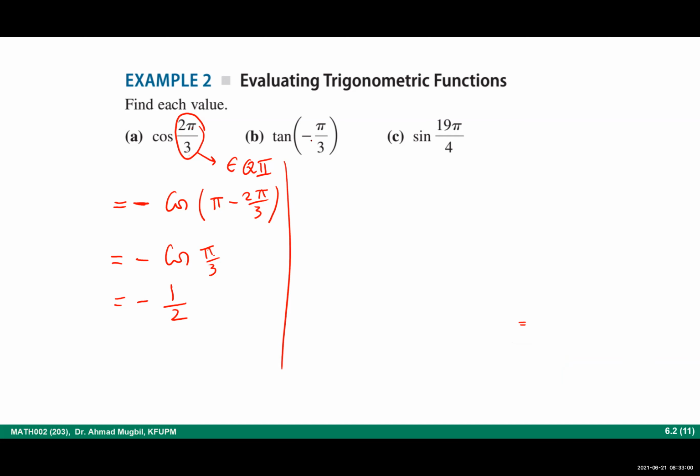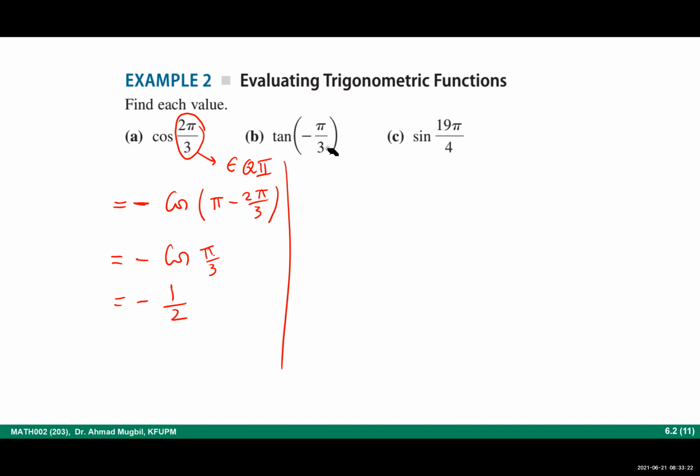Okay, let's go here. Now, how to find tan negative pi over 3? To find tan negative pi over 3, there are different methods. I told you about at least 2 methods. One of them is to ask yourself, is this function even or odd? I will mention this in the next slide, no problem. Let me solve it by one way.